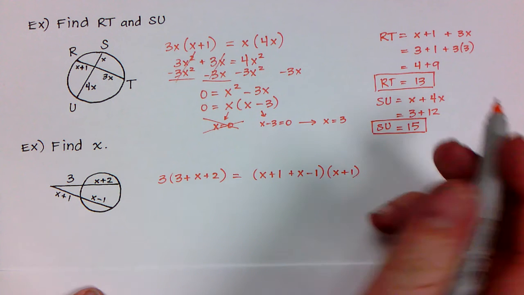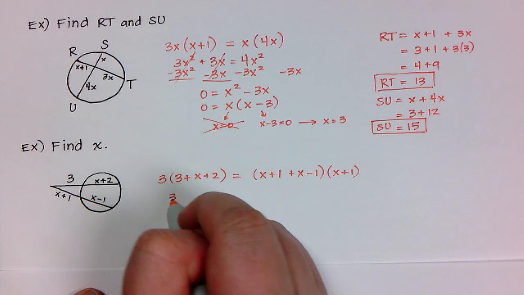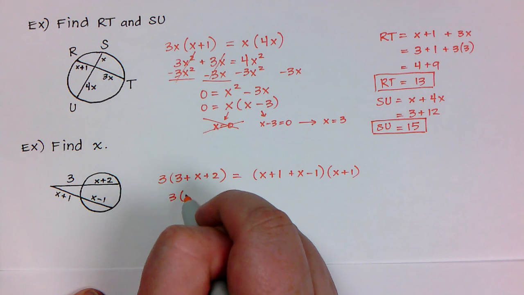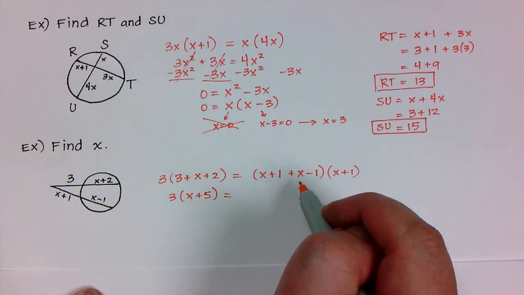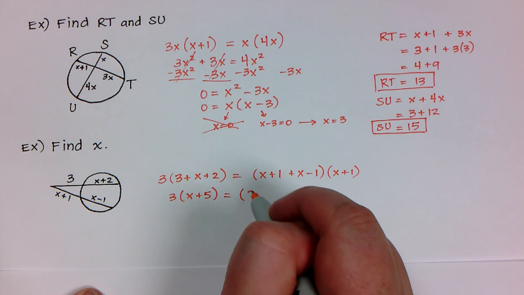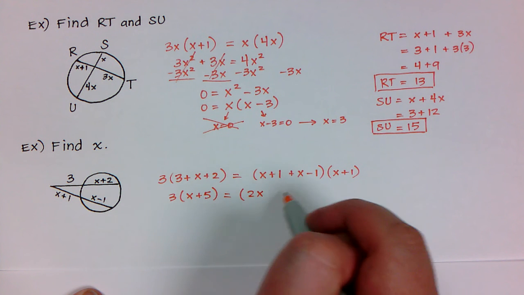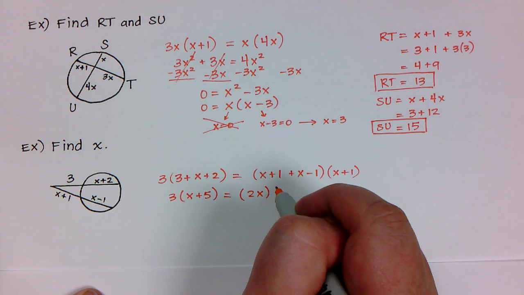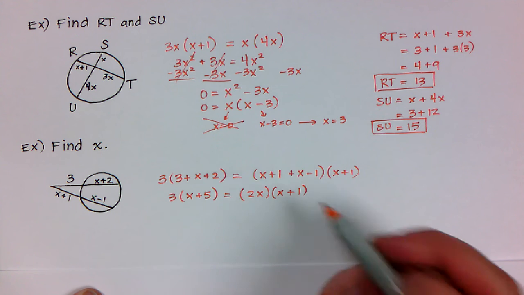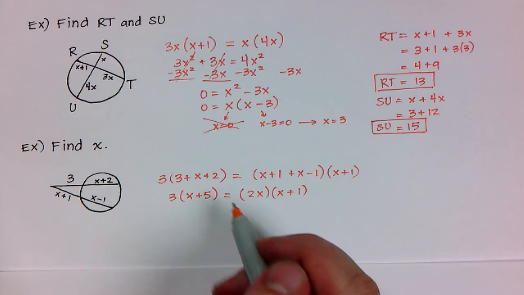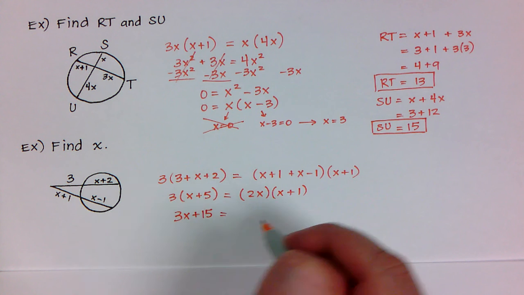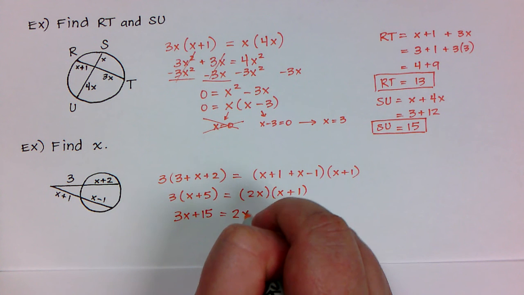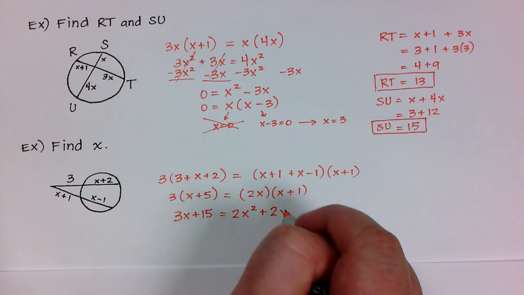Okay, so let's go ahead and clean this up. This is really 3 times 3 plus 2 is 5, so x plus 5. And on this side, I have x plus x, which is 2x. And 1 minus 1 is 0, so there's nothing left there, times the x plus 1 in the other parentheses. So let's work this out. Distributive property, 3x plus 15 equals 2x squared plus 2x.